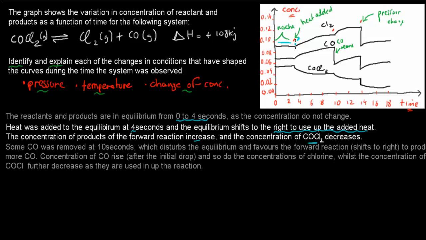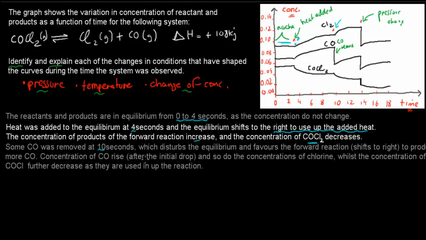So here heat was removed, and then the equilibrium changed to accommodate that change. And then something else happened again at 10 seconds. So at this stage, carbon monoxide was removed. Some carbon monoxide was removed at 10 seconds, which disturbs the equilibrium and favors the forward reaction, so it favors this reaction. So it shifts to the right to produce more carbon monoxide.